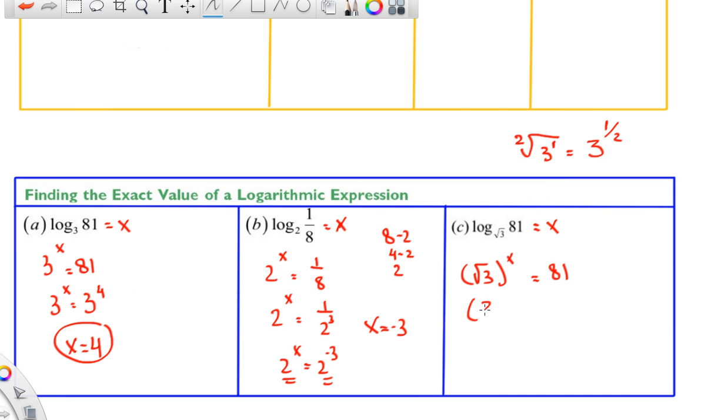So you can write this as 3 to the power of a half. And 81 we saw as 3 to the power of 4. We saw that over here. Okay, then you do a half times x, which is a half x, because exponents on top of each other multiply. So you get 3 to the 4th. And then you finally have an equation you can solve. So a half x is 4. That means x must be 8. And that's your answer.